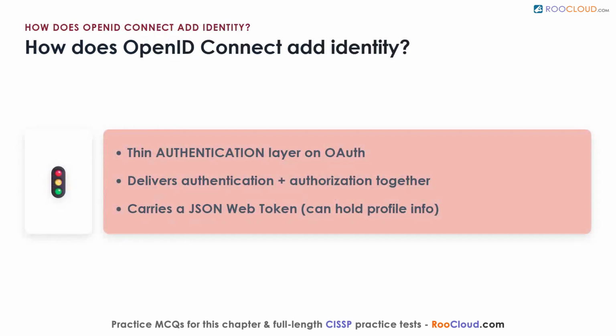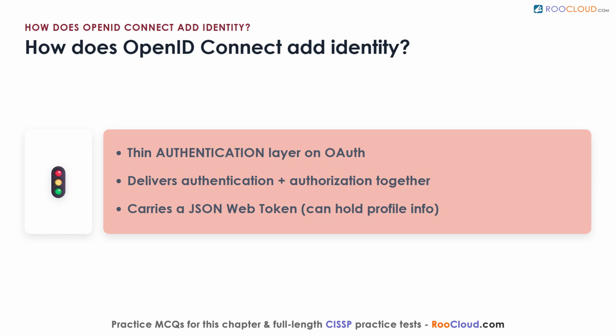So how do you add identity on top of OAuth? With OpenID Connect, it is a thin authentication layer built on the OAuth framework, and its key feature is that it delivers both authentication and authorization together. It carries a signed token, a JSON web token, that a service retrieves to confirm the user and can even include profile details about them.